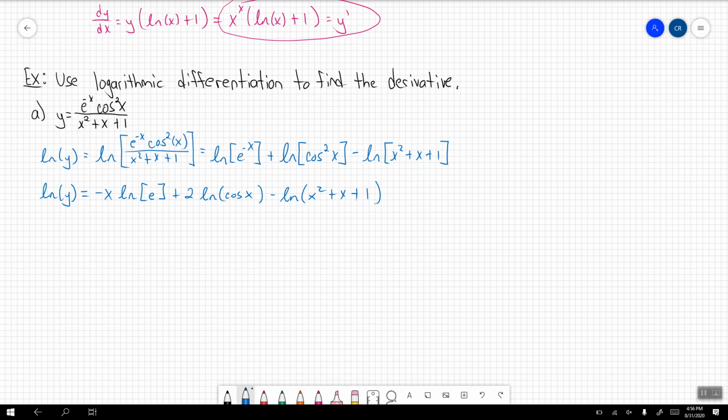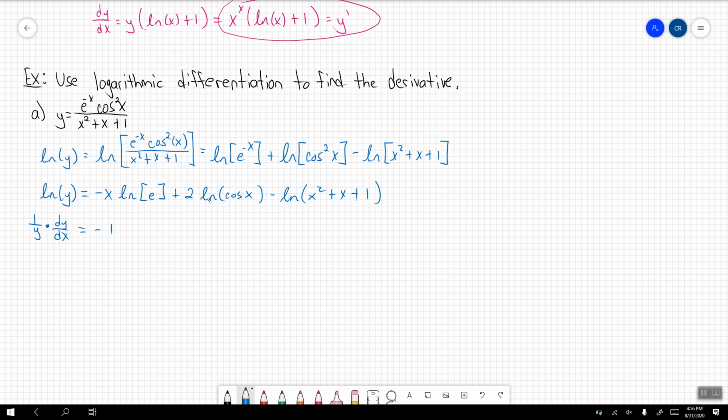So applying the derivative to both sides, the natural log of y is then going to be 1 over y, multiplied by the derivative of y, which is dy/dx. On the right-hand side, look at the first term. The natural log of e is just 1, which means the derivative of negative x is just negative 1. Okay, not too bad. Let's keep going.